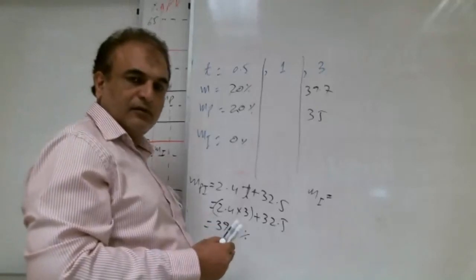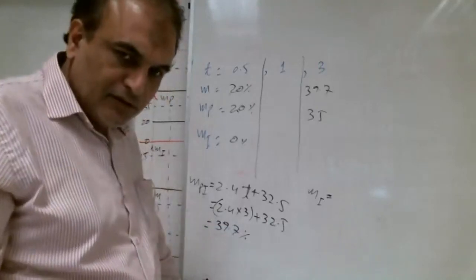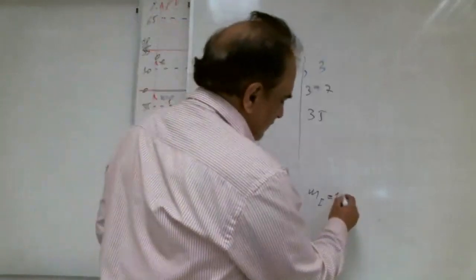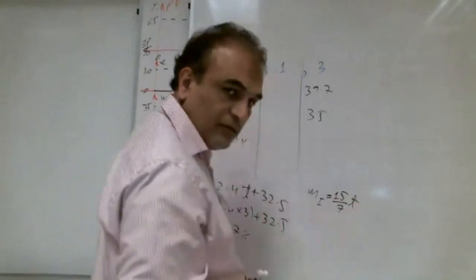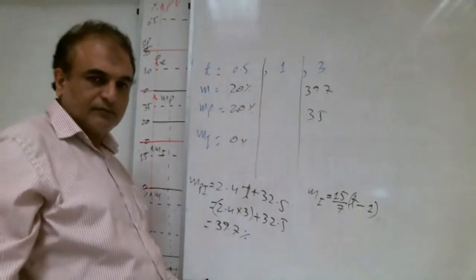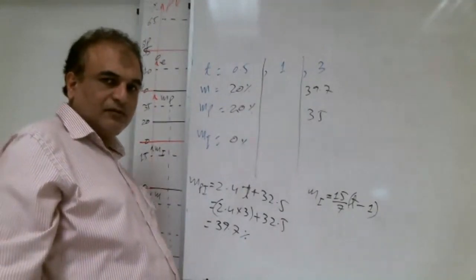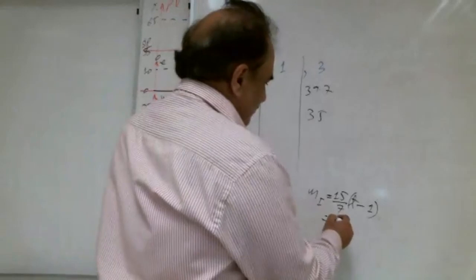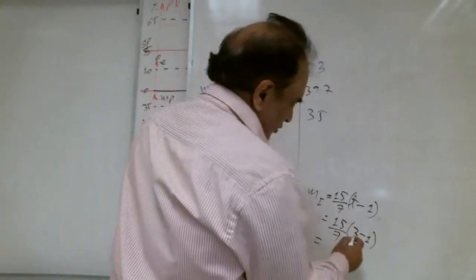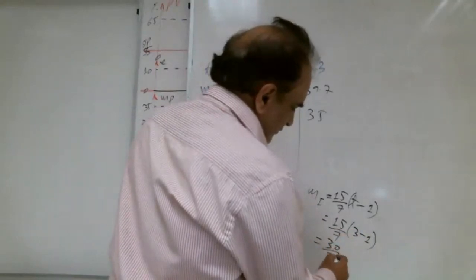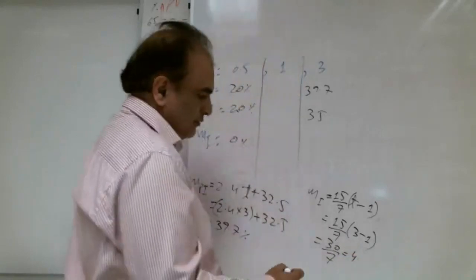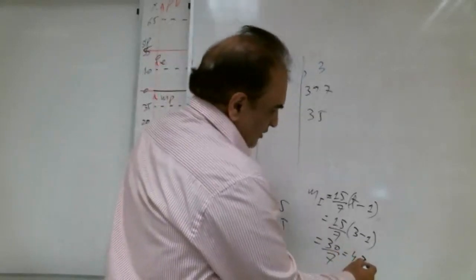Yes, please. 15 divided by 7, T minus 1, like this. That's good. So put the T here. How much are we putting for T? 3. 3 minus 1. So 30 by 7. Approximately 4.3.